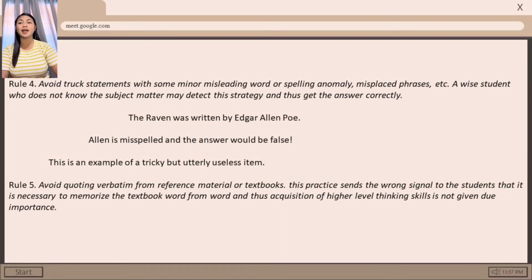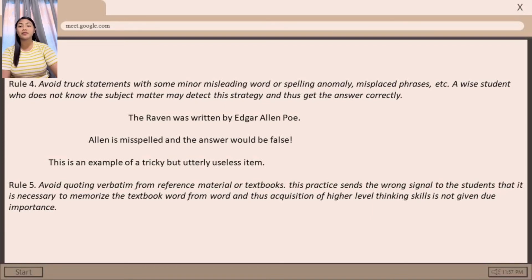Rule number 4. Avoid tricky statements with some minor misleading word or spelling anomaly, misplaced phrases, etc. A test-wise student who does not know the subject matter may detect this strategy and thus get the answer correctly. Example, The Raven was written by Edgar Allen Poe. Allan is misspelled and the answer would be false. It is an example of a tricky but utterly useless item.